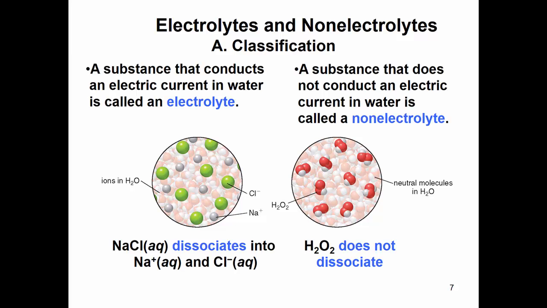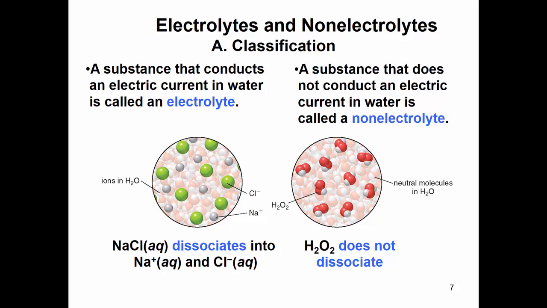Welcome to the video on electrolytes and non-electrolytes. So first we just have to discuss what these two terms mean. A substance that conducts electric current in water is called an electrolyte. One that doesn't, so the opposite, does not conduct electric current in water, is called a non-electrolyte.